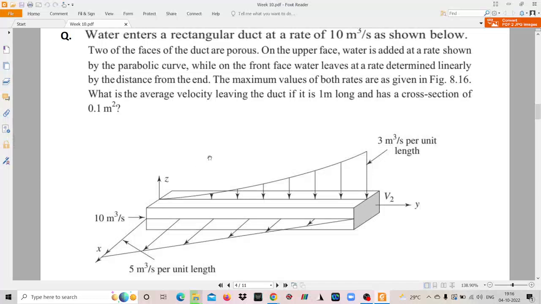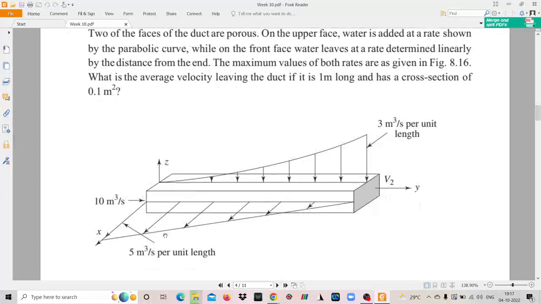On the upper face, water is added. Since this is porous, water is added at a rate represented by a distribution, which is a parabolic curve. At the end at which water is entering at 10 meter cube per second, the rate at which water is added is 0, and at the other end it is 3 meter cube per second per unit length. But the profile is parabolic. While on the front face, water leaves at a rate that is linear. So this distribution is linear.